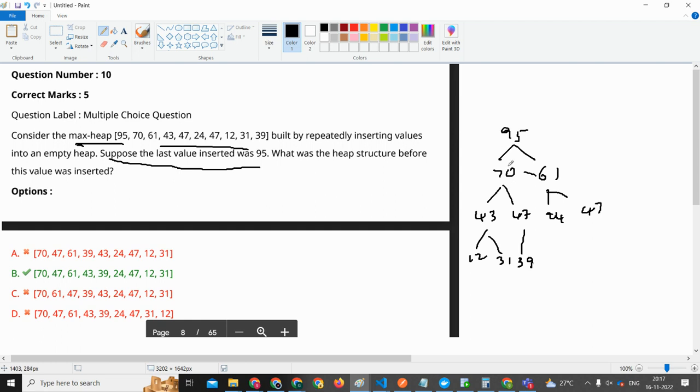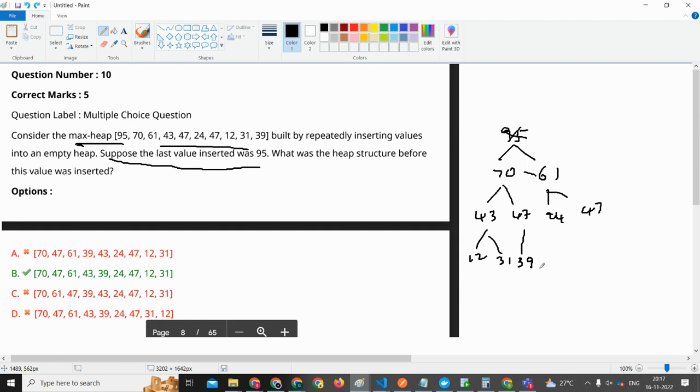So you can delete it and try to get back that structure with 70 as a root node, right? Then we'll get the answer. So I'm deleting 95. So 70 will go up? No, wait a second, the last element will go up, right? 39 will come to that place and then it'll bubble down. Oh, okay. This is like deleting the maximum value in the max heap. Yeah, exactly like that.